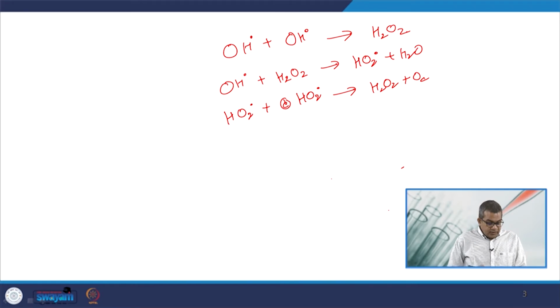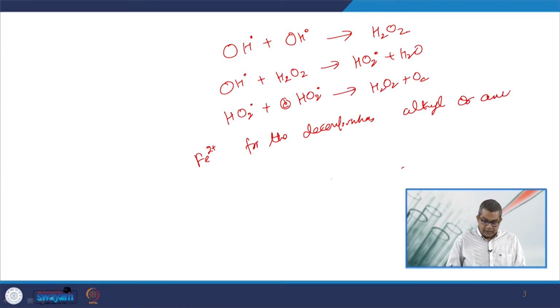Similarly, as discussed for H2O2, this Fe2+ ion can also be used for the decomposition of alkyl and allyl compounds.